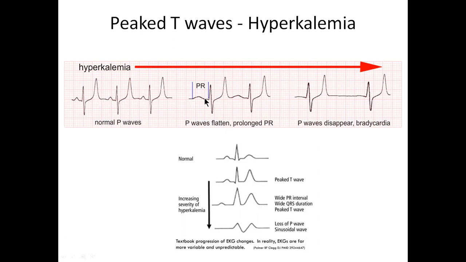Please don't miss this, because first thing that happens is it gets peaked, and if you ignore it, the PR interval starts getting longer, and then the P disappears, and then much later the QRS begins to widen, and finally you get this weird looking waveform, and then if you completely ignore that, the patient will die from high potassium. Okay, so it is very important for you to recognize this, and they are classic. Okay, they are peaked, so don't forget that.